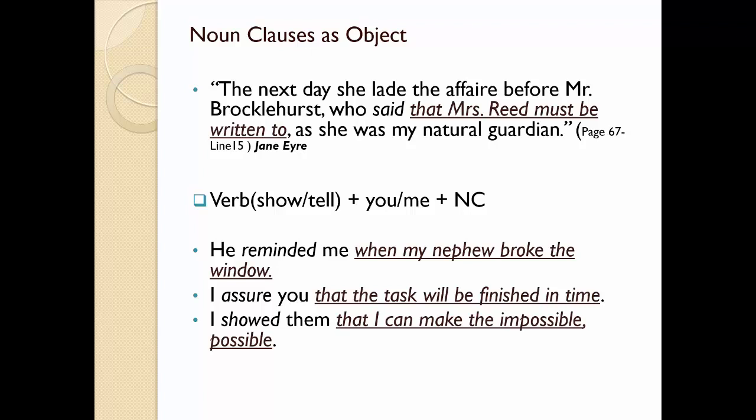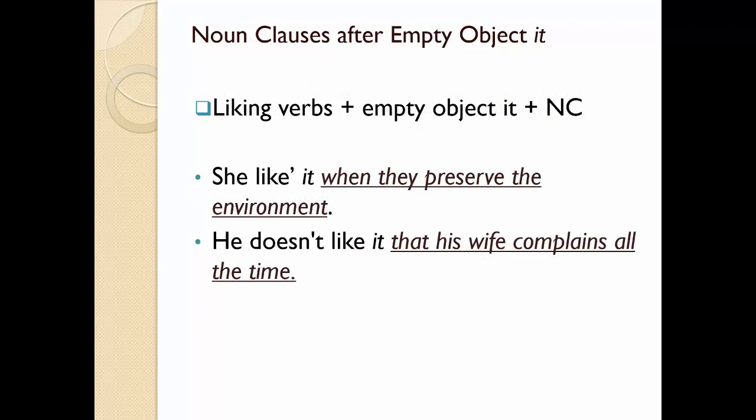There are verbs named liking verbs that come before the empty object "it". For example, she likes it when they preserve the environment. He doesn't like it that his wife complains all the time. I think it's obvious here.